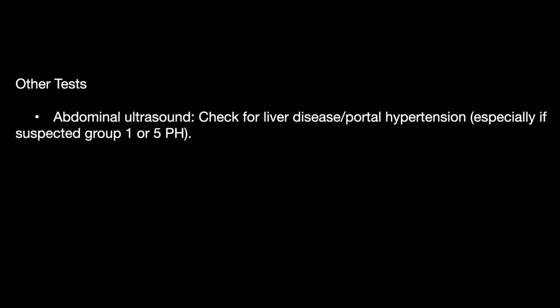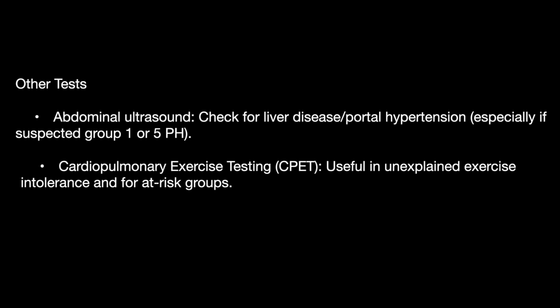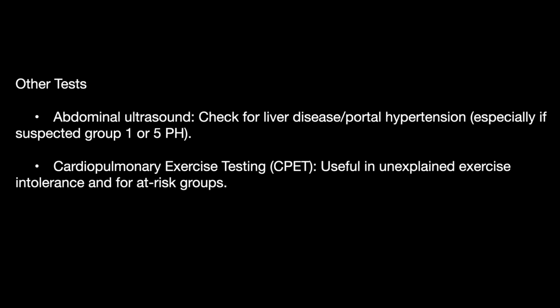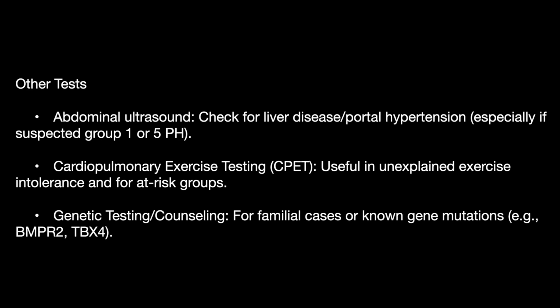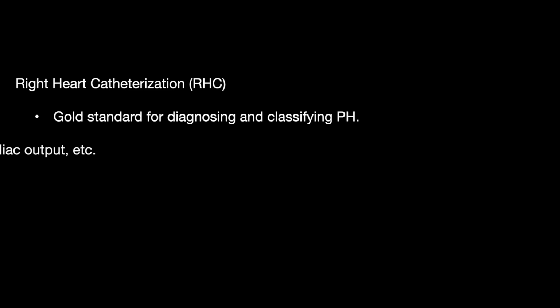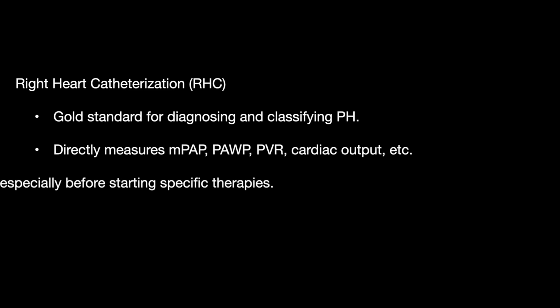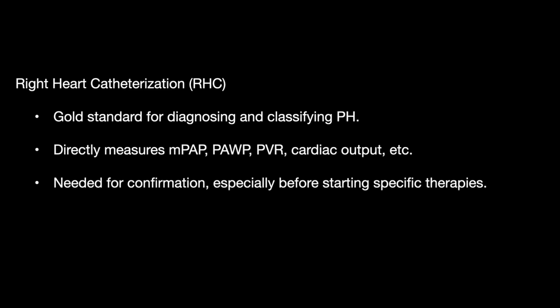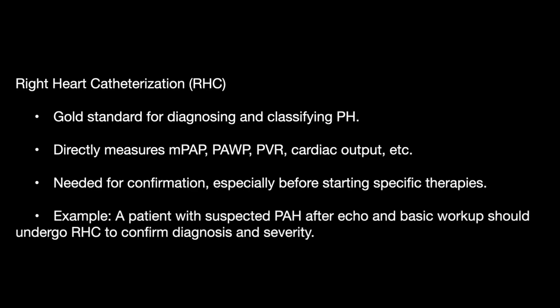Other tests like abdominal ultrasound will help you look for liver diseases, which can be one of the causes. Cardiopulmonary exercise testing is useful in unexplained exercise intolerance. And finally, you have some genetic tests as well, because some genes are linked with this. Next is right heart catheterization. It is the gold standard, directly measures the pressures, and is needed for confirmation, especially before starting specific therapies.